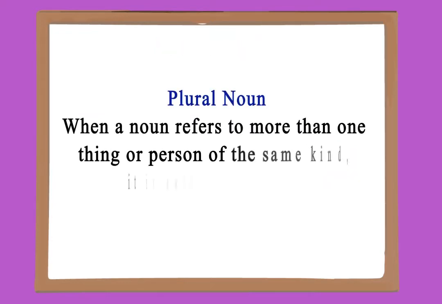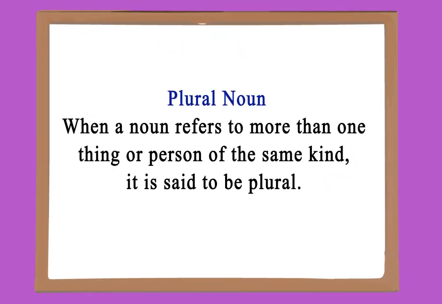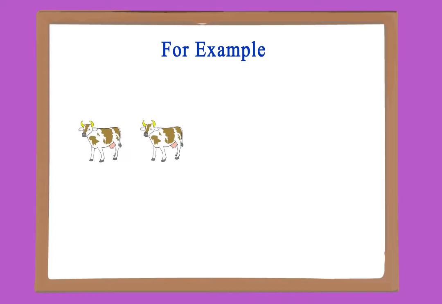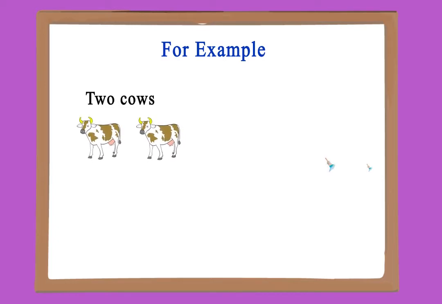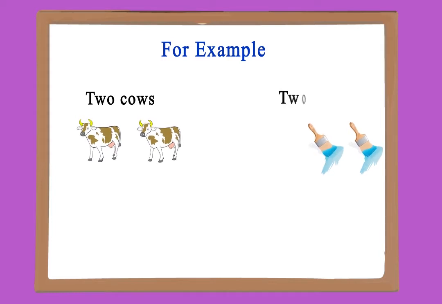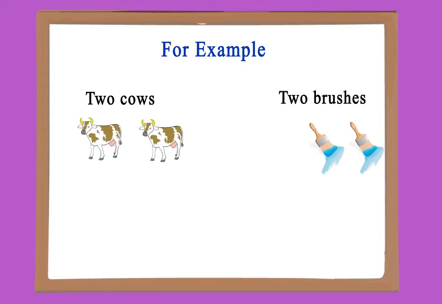Plural noun. When a noun refers to more than one thing or person of the same kind, it is said to be plural. For example, two cows, two brushes.